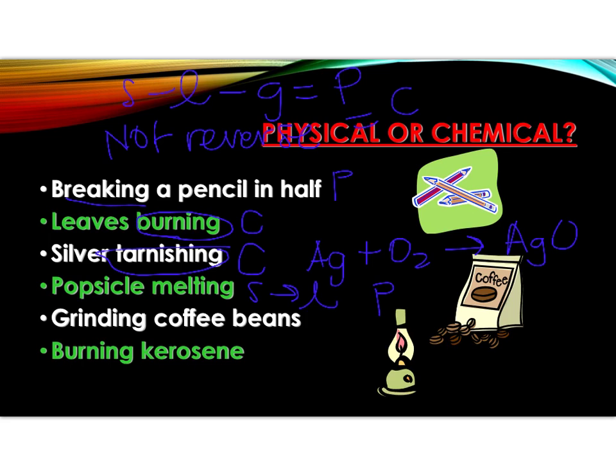Grinding coffee beans. I've gone from big pieces of coffee beans to smaller pieces of coffee beans, but they're still coffee beans. Physical or chemical? Physical. And last, burning kerosene. That kerosene burns. It turns into fuel, and heat is given off. Burning is a key word for chemical.